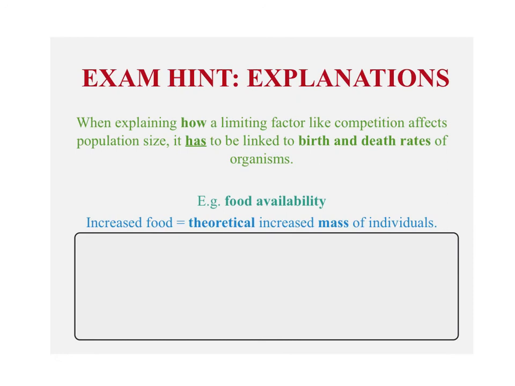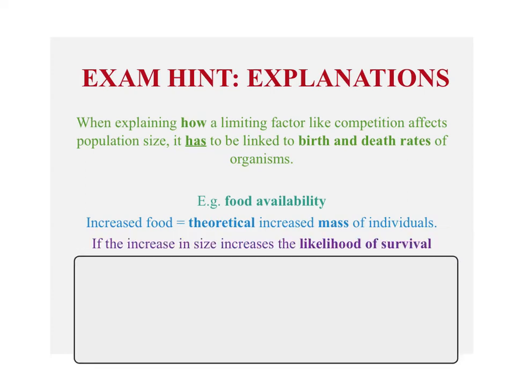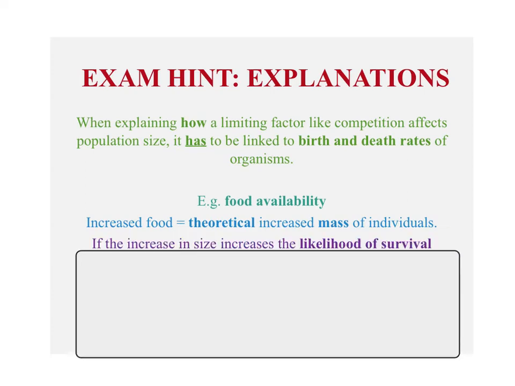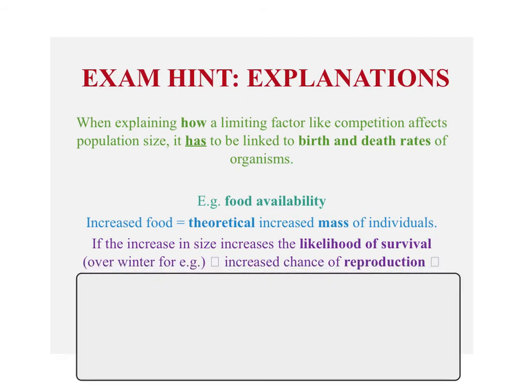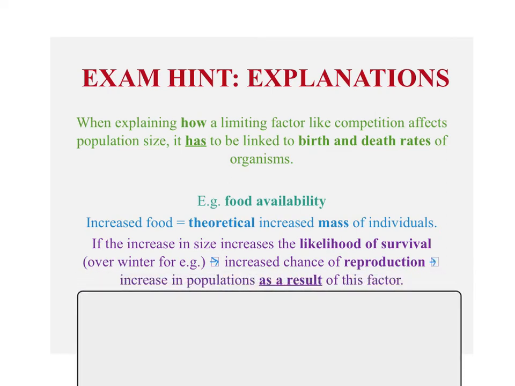Now, obviously, if we've got more food, the organisms are going to get slightly bigger and therefore they might be able to survive. But if the increase in size increases the likelihood of survival, so maybe over winter, then we're going to get an increased chance of reproduction. And therefore that increased chance of reproduction is going to increase the population as a result. So because the food is more available and animals can eat more of that food, they're going to survive better in the colder months, and therefore they're going to be able to survive and reproduce and make more offspring.